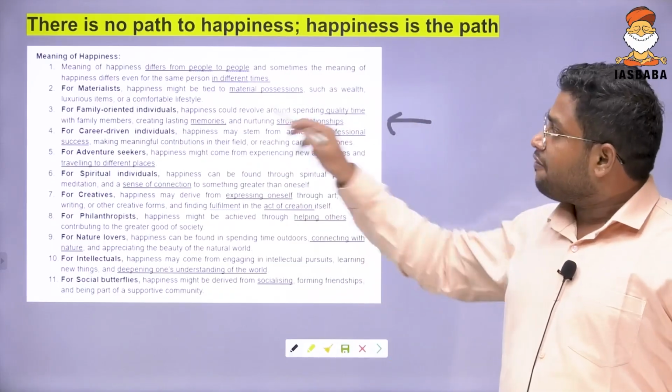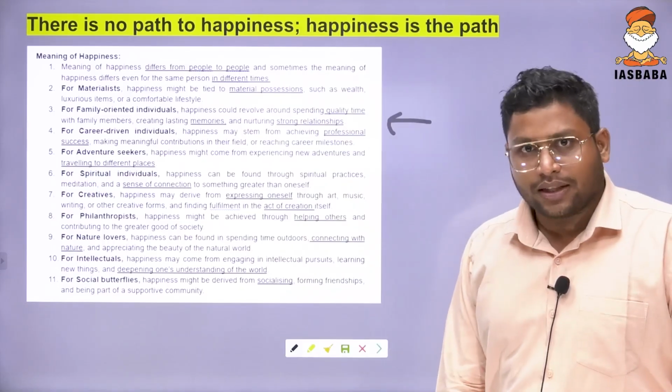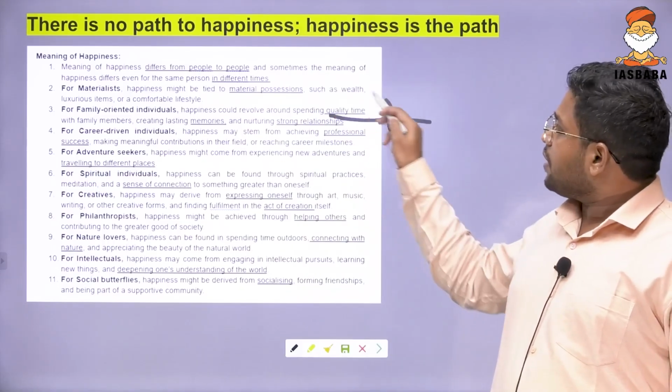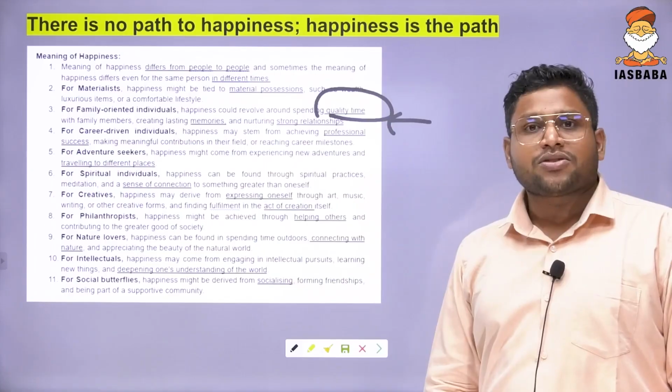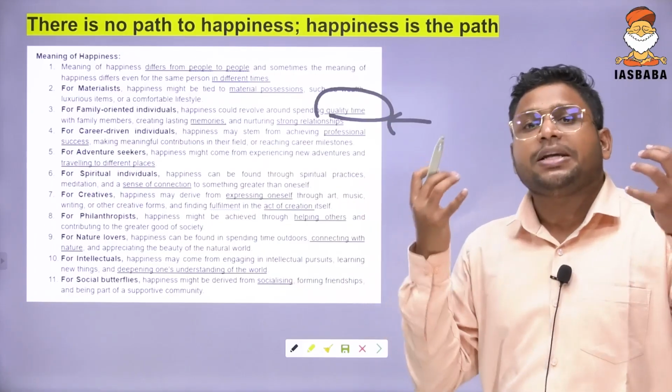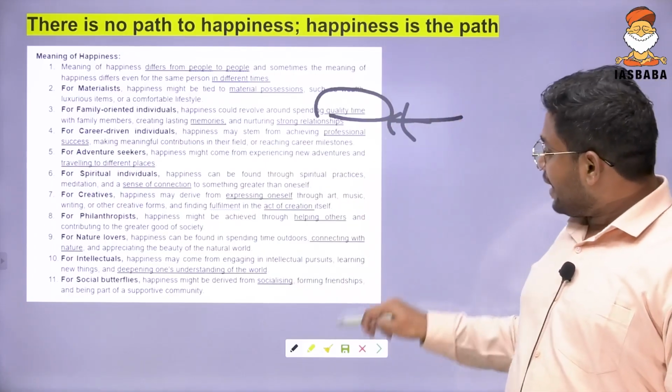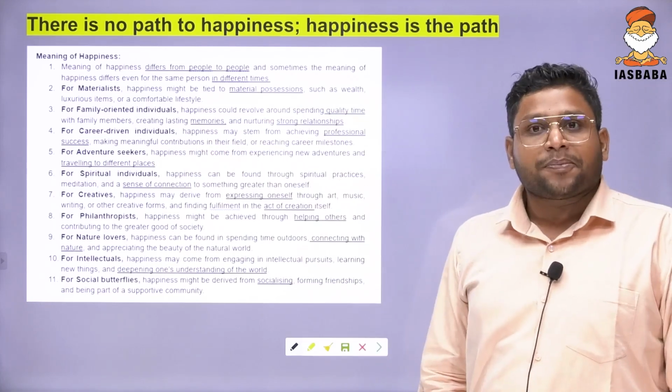When you look at some family-oriented individuals, they give importance to family. So if they are spending quality time with family members, if they are creating some quality memories, they are getting happiness from this.